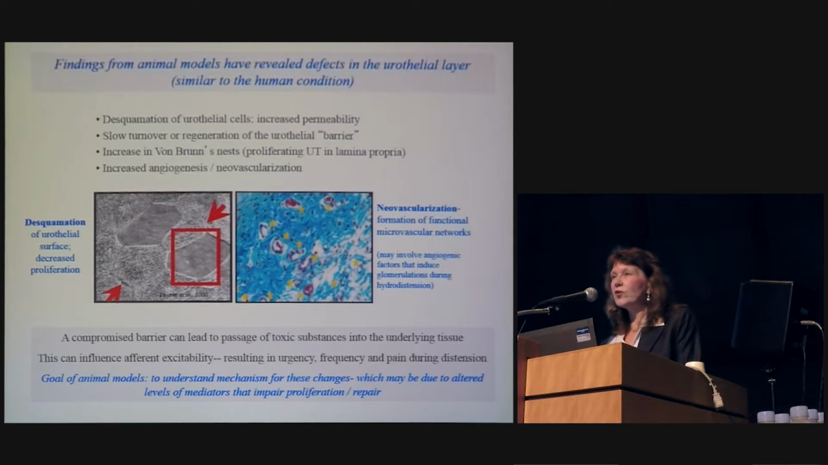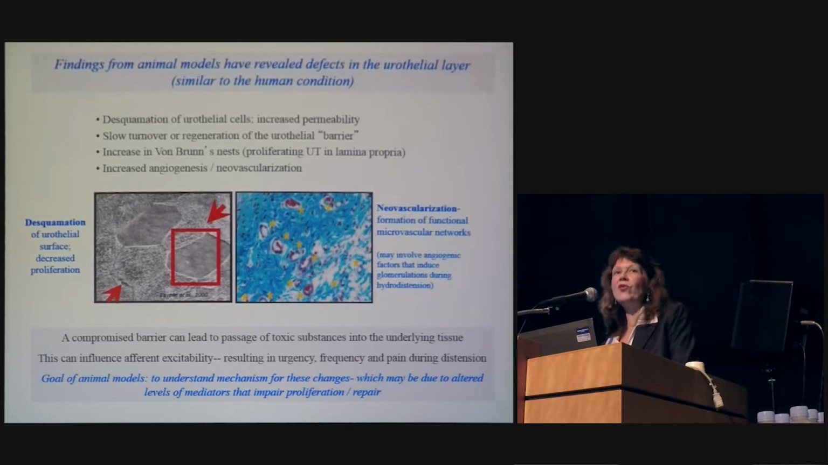There's an increase in what are called von Brunn's nests. These are proliferating urothelium in the underlying lamina propria. And there's an increase in angiogenesis and neovascularization. That's what you're seeing on the right panel. All these little yellow asterisks are next to the formation of these functional microvascular networks. And in some cases, this may actually involve angiogenic factors that can induce glomerulations during hydrodistension.